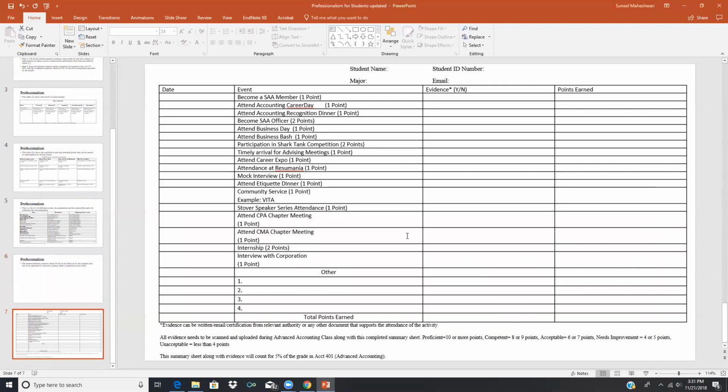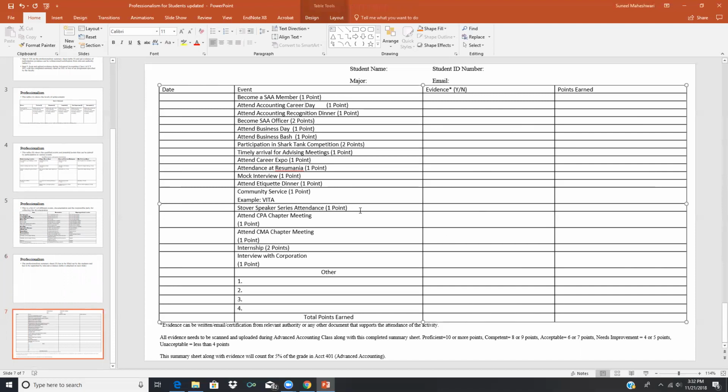Then the following summary sheet will be filled up by the students. This basically lists the events that the students may have attended, and then evidence needs to be presented, and the points earned and the total points earned. This completed sheet, along with the dates attended, the points and the evidence, will need to be uploaded onto the D2L Dropbox by all the students, so all the accounting majors who are attending Accounting 401.